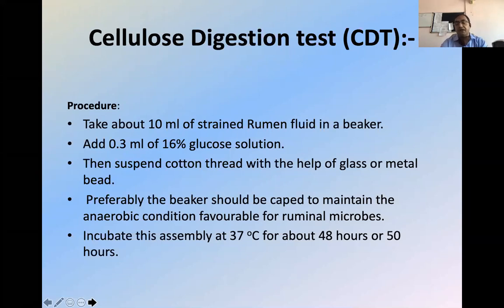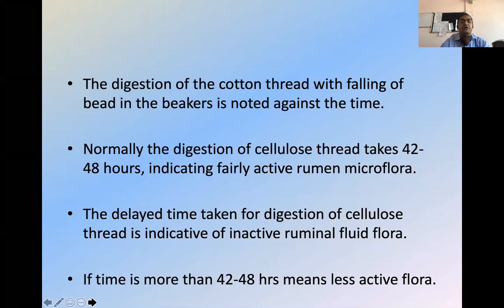We leave it at 37 degrees centigrade in an incubator, and then we watch what happens to this thread, what happens to that bead. The digestion of the cotton thread with the falling of the bead in the beaker is noted against the time. We will note the time after 48 hours. We will see in how much time normally the digestion of the cellulose takes place, which should be within 42 to 48 hours.